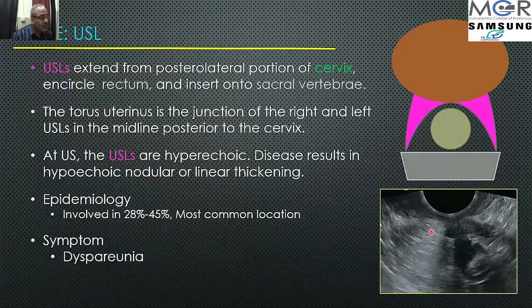The uterosacral ligaments, we know, extend from the posterolateral portion of the cervix, encircle the rectum and reach the sacral vertebrae. The torus uterinus is the junction of these two, right and left uterosacral ligaments, just posterior to the cervix. Normally they appear hyperechoic, but endometriosis makes them appear hypoechoic with nodular or linear thickening. It is a common location, involved in almost one quarter to half of patients with endometriosis, and the patient has dyspareunia.